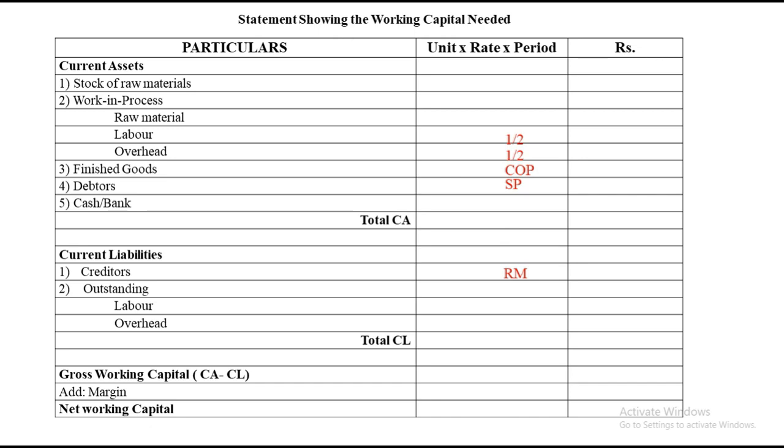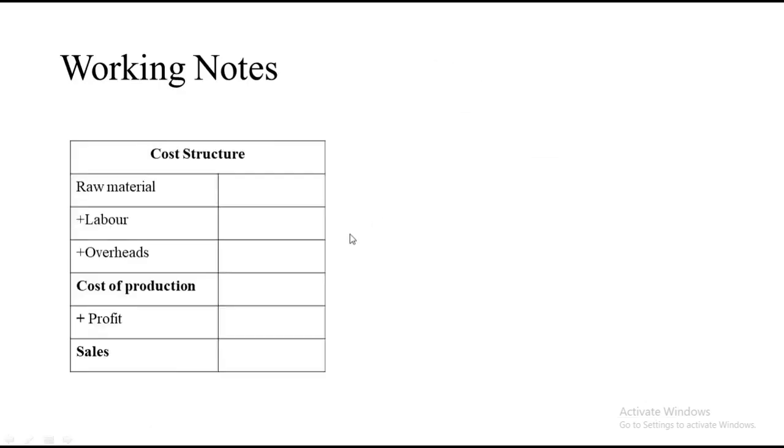Two working notes we have to create. One where we'll be able to find the units, the other one will be for the rate. For working note number one, you have to create a cost structure which consists of raw material plus labor plus overhead, that gives you cost of production, plus profit gives you sales. This entire format is used to get the rate amount of your sum. So all the rates will come from this particular table.